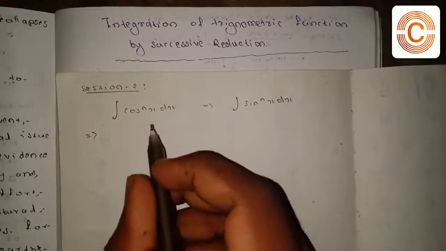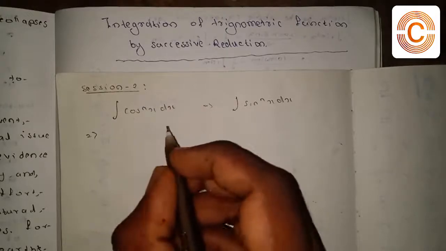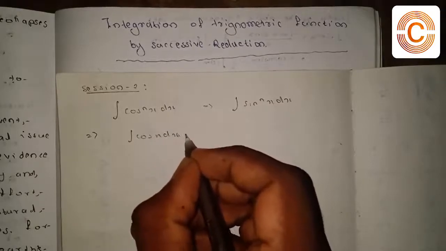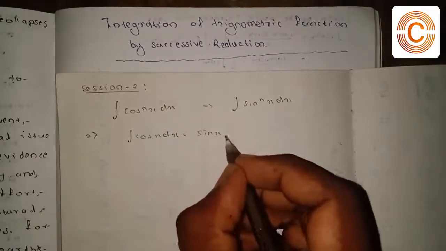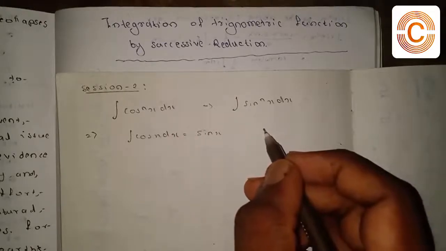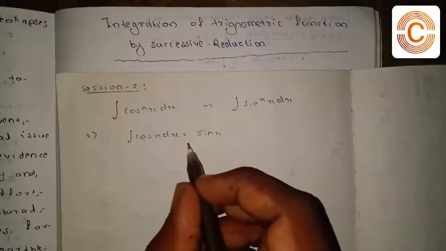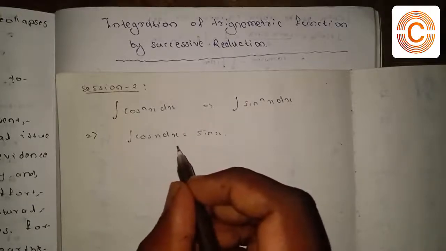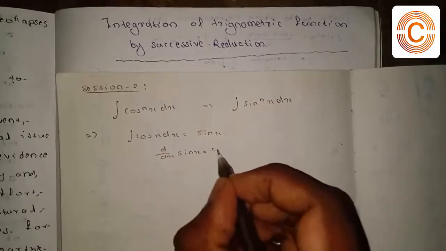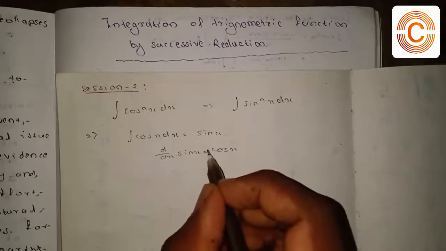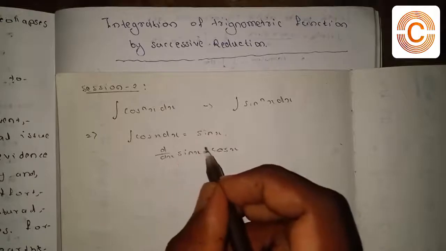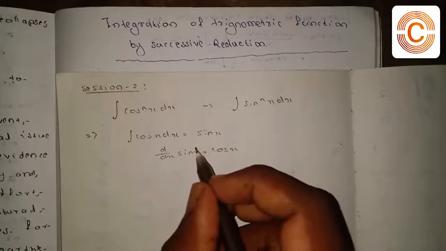So let's find the integral of cos^n x dx. First, we know the integral of cos x dx is equal to sin x. This comes from the integral being the opposite of the derivative. We can easily find it from d by dx of sin x, which is equal to cos x. Then moving across, the sign is the same, so there is no change in the sign. So the integral of cos x is equal to sin x.